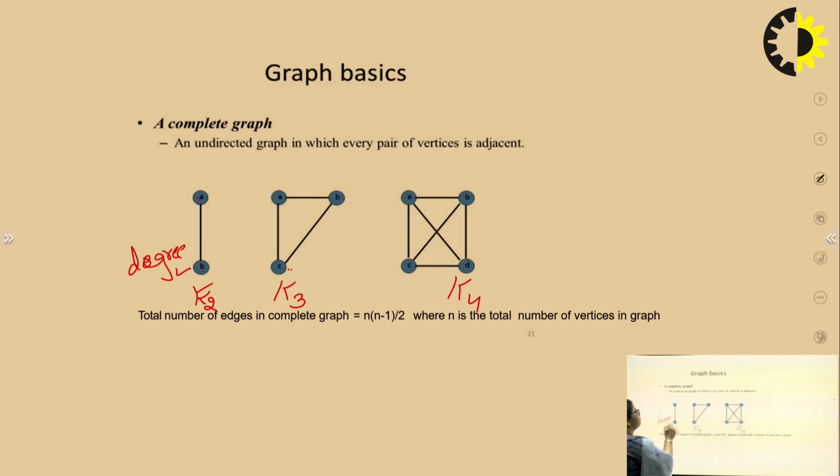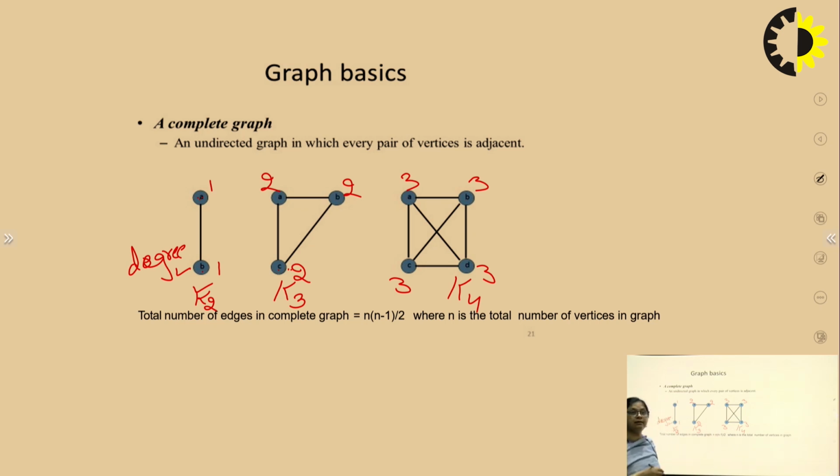What is the degree of B? How many lines are incident on this? That is 1. What is the degree of A? 1. In this, how many lines are incident on C? That are 2. So the degree is 2, the degree is 2, the degree is 2. In this, the degrees are 3.